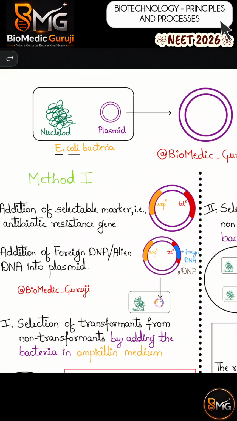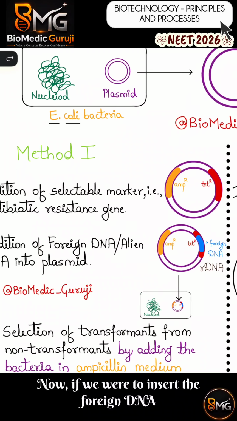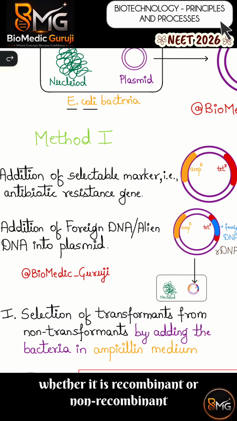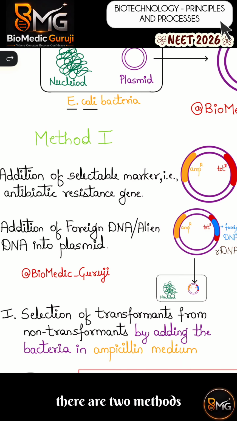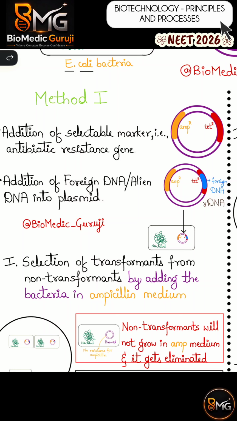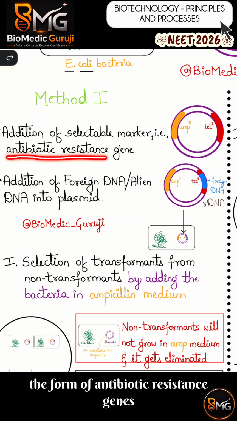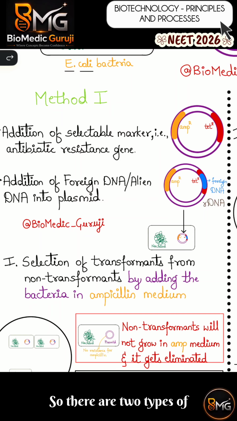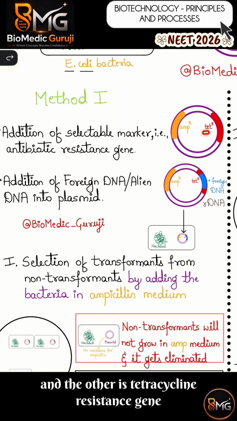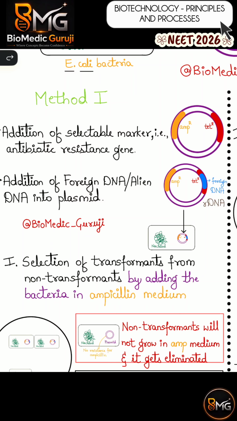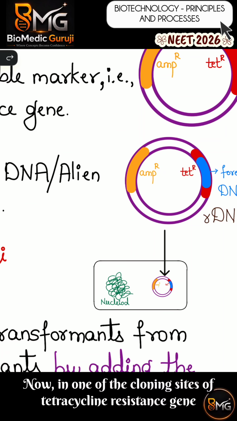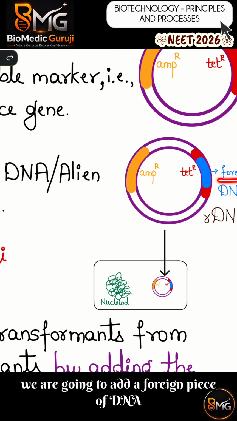Now, if we were to insert the foreign DNA and identify whether it is recombinant or non-recombinant, there are two methods. In method 1, we are going to add selectable markers in the form of antibiotic resistance genes. There are two types of selectable markers that we add here. One is the ampicillin resistance gene and the other is the tetracycline resistance gene. Now, in one of the cloning sites of the tetracycline resistance gene, we are going to add a foreign piece of DNA, which we also call an alien piece of DNA.